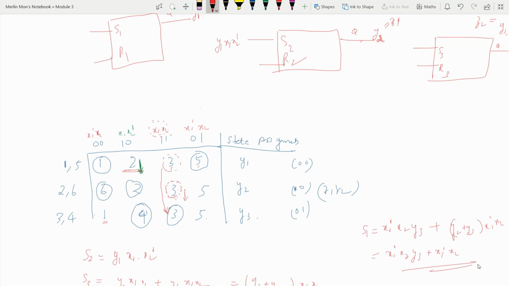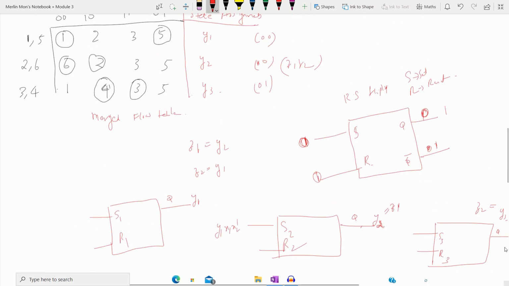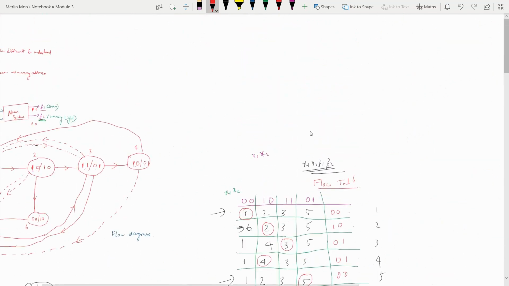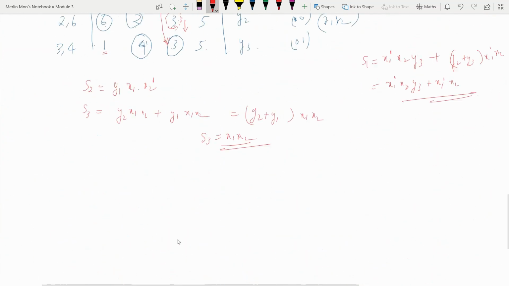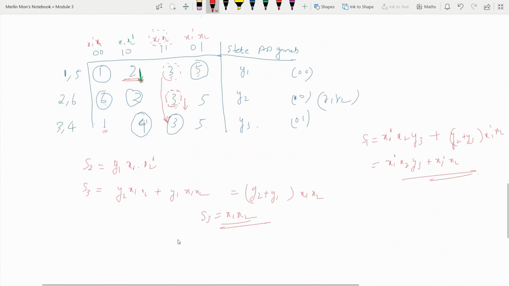There is one more condition: if one of the flip-flops is active, the other two must be inactive. The other two will be 0. There is no state which contains the output 1 1. Z1 and Z2, there is no case in which both are simultaneously 1. So if one of the flip-flops is set, then the others must be reset.